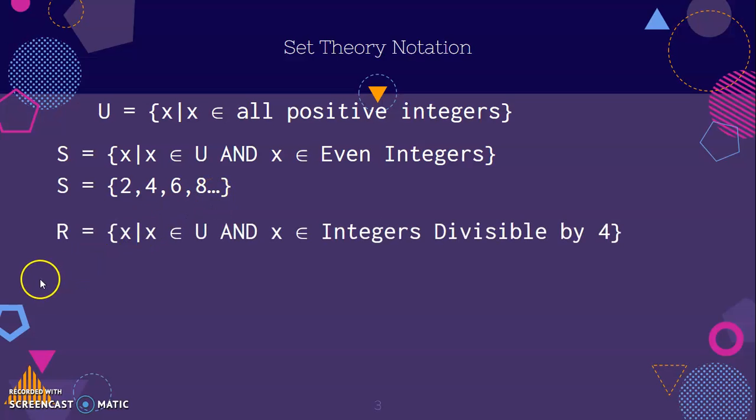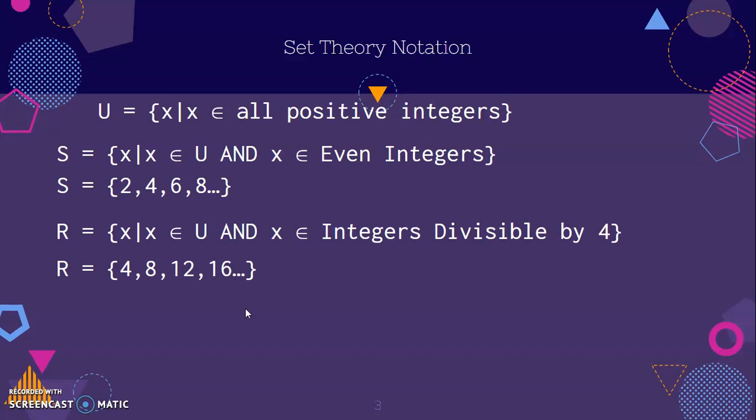Now I'm going to define a set R, that R is part of this positive integer set, and it's the integers divisible by 4, meaning that when I divide something by 4, I don't get a remainder. And that's what this set looks like. So it's 4, 8, 12, 16, 20, 24, and so on. I'm not going to list everything out, so just think in your head how this list would look.